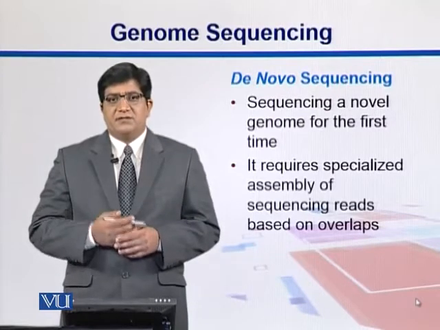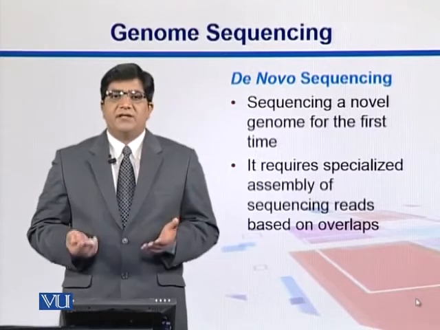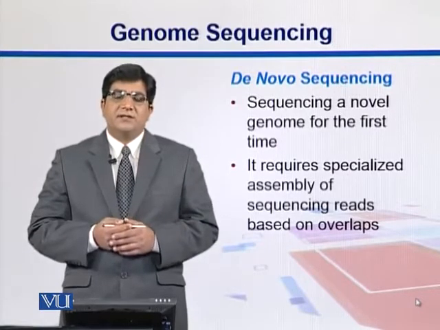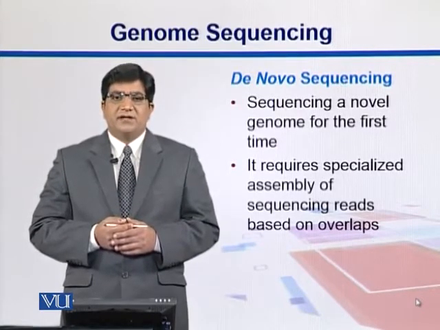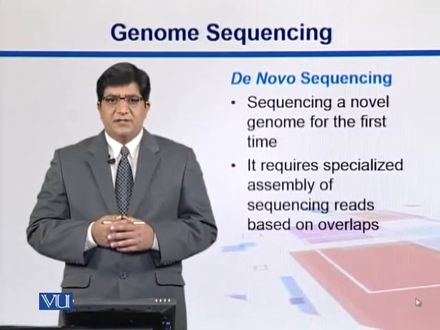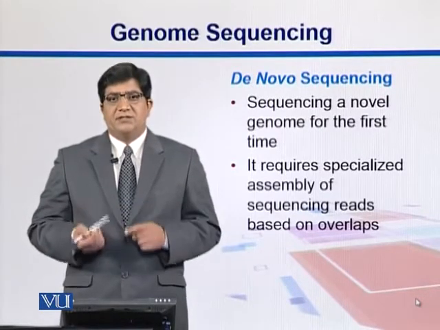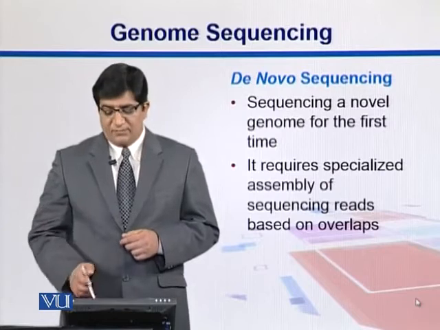We sequence it for the first time, and since we do not have any reference, we put it together, and that project involves what we call an assembly project. We take those short sequencing reads and we align them on the basis of overlaps between those reads. That is called assembly.